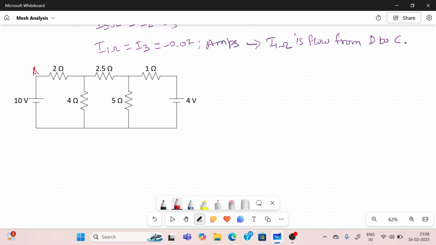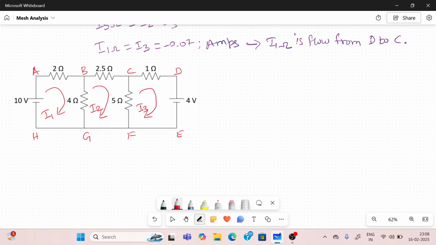So these are the nodes we already identified: A, B, C, D, E, F, G, H. Then assume the mesh current for each mesh. Mesh 1 we already discussed: A, B, G, H, A is I1. Then B, C, F, G, B is I2. Then mesh 3 is C, D, E, F, C is I3.